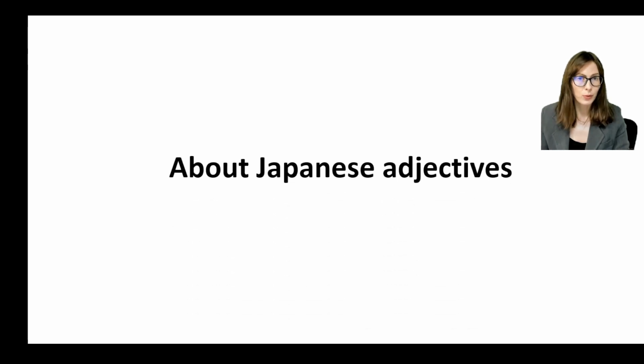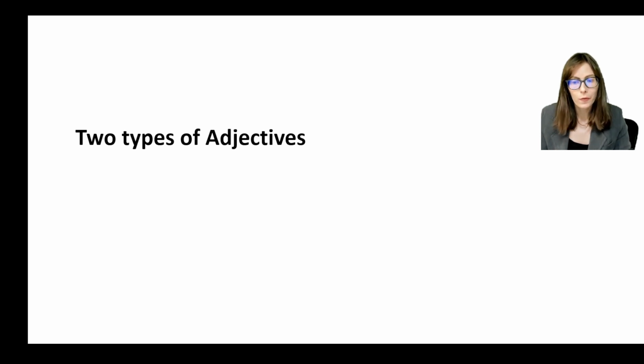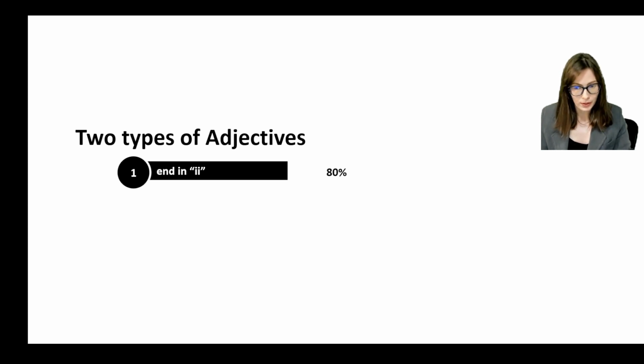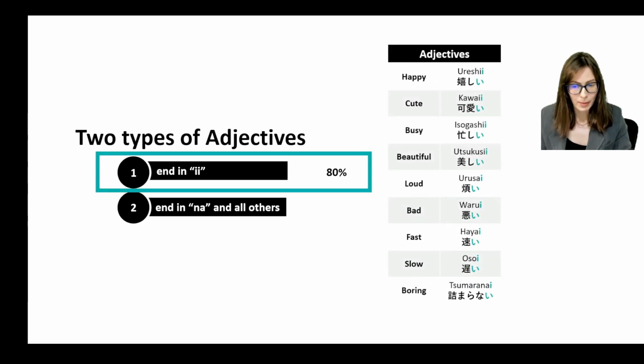Just stick with me. Now that we know that we will have to deal with adjectives, let me quickly touch upon Japanese adjectives. What you need to know is that there are two types of adjectives. The first category are the ones that end in double E, and this is the majority of the adjectives. The second category are all others. In this lesson, we will focus on the first category. Here is the list of the vocabulary that we will use in our practice session. As you can see, they all end in double E. Don't worry, we will practice it.